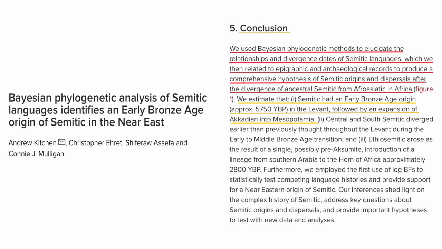And again, just to reiterate, the Bayesian phylogenetic analysis of Semitic languages identifies an early Bronze Age origin of Semitic in the Near East. We estimate that Semitic had an early Bronze Age origin, approximately 5750 YBP in the Levant, followed by an expansion of Akkadian into Mesopotamia.